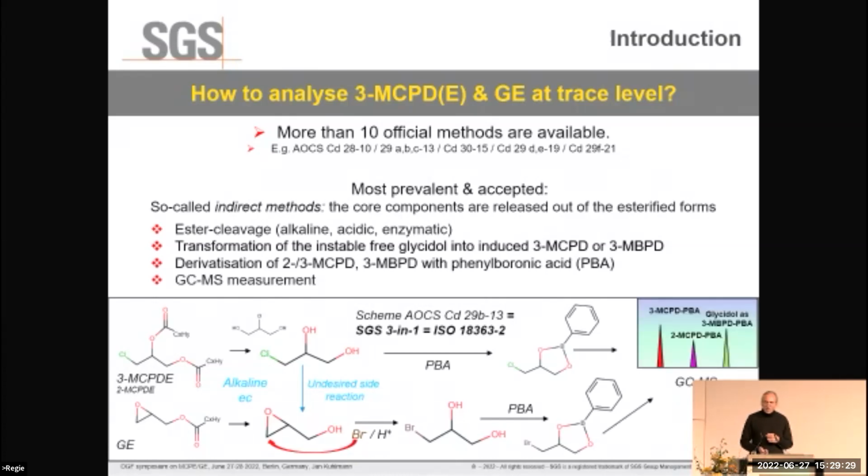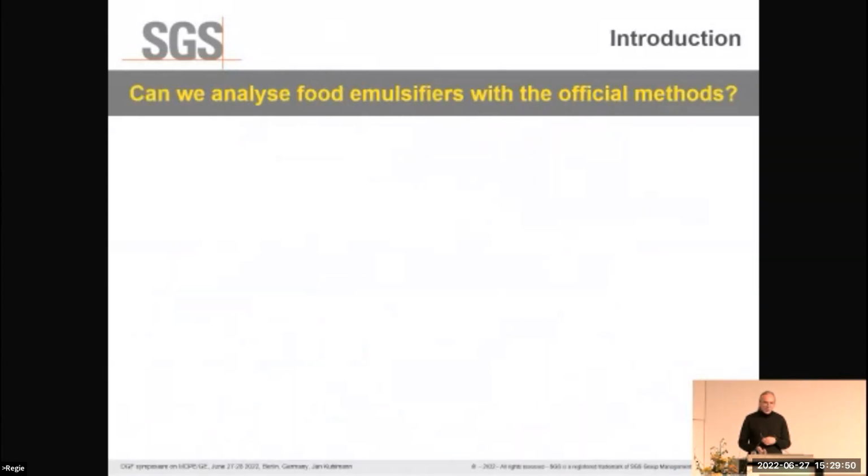And then accordingly, you have this chromatogram with the 3 analytes, and they are detected not as free analytes, but as PBA derivatives, and the Glycidyl is detected as the PBA derivative of its transformation product. So it's a two-step chemical interaction in between. And this might have some consequences.